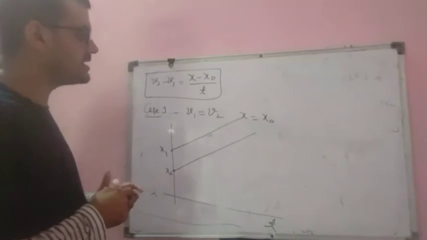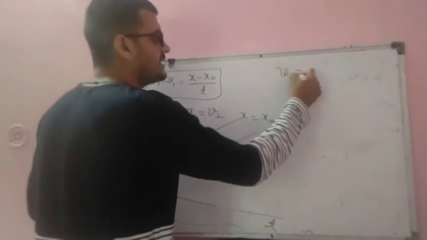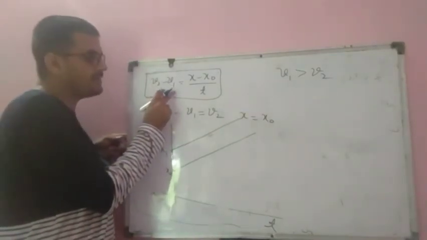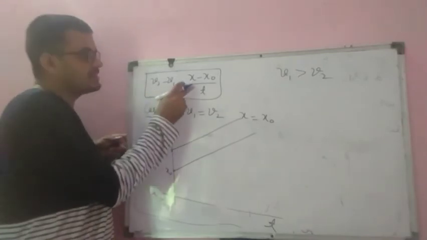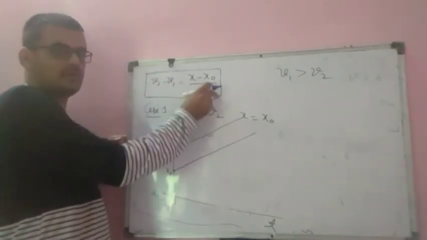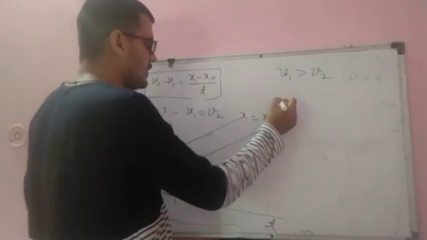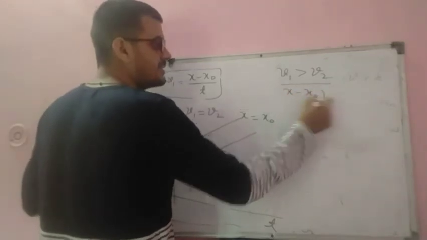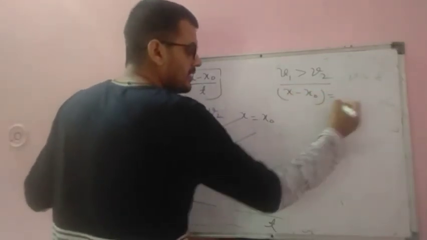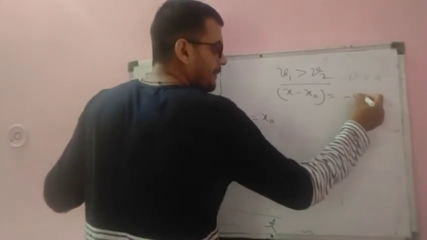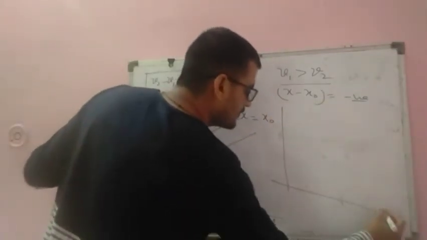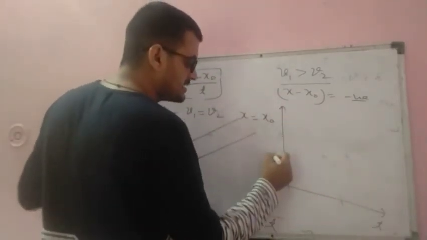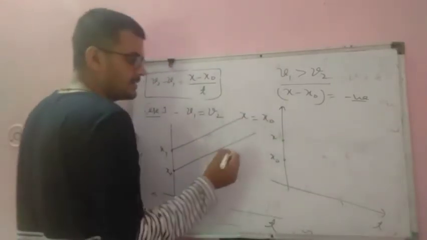Second case is if v1 is greater than v2. If v1 is greater than v2, student, you can see the value of this will be negative, means whole value will be negative. So if v1 is greater than v2, x minus x naught, that is displacement, will be negative, okay. So this is time, this is displacement. Suppose initial position is x naught and x like this, okay.